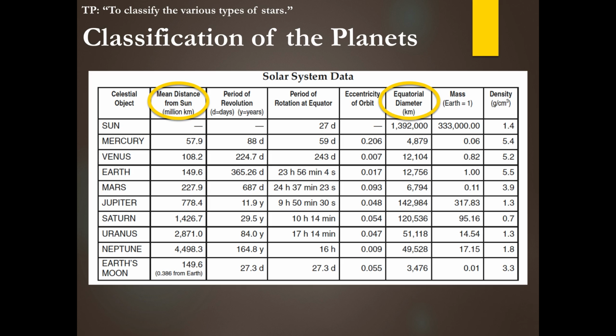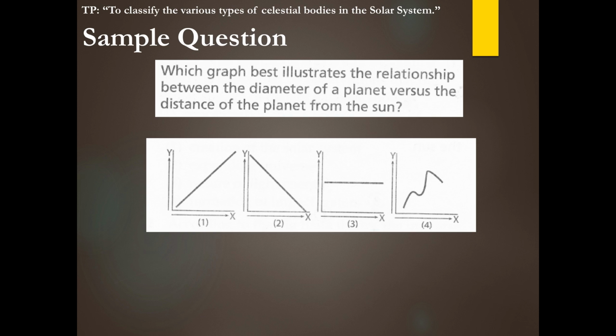Then it goes to Saturn. It's going to decrease to 120,536. Then it goes to Uranus, 51,118. It's going to decrease, and then it's going to go to Neptune. It's going to decrease slightly to 49,528. So using that information, we know that we have some changes in diameter. So it can't be choice 1, it can't be choice 2, and it's not choice 3. The answer is choice 4. It's going to increase slightly, decrease for Mars, increase for Jupiter, and then decrease for Saturn, Uranus, and Neptune.